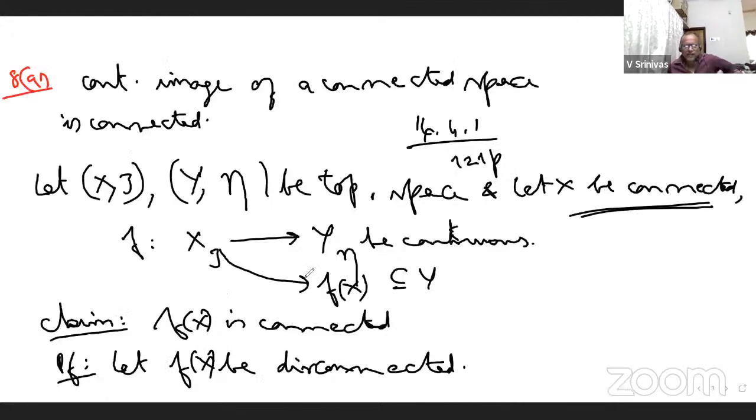So whenever you have a continuous function from a connected topological space into another topological space or the same topological space, then the image of this connected space under a continuous function has to be connected. Means continuity preserves connectedness. If you have a connected space here, its image also will be connected. So continuity preserves connectedness. This is what you have to observe.